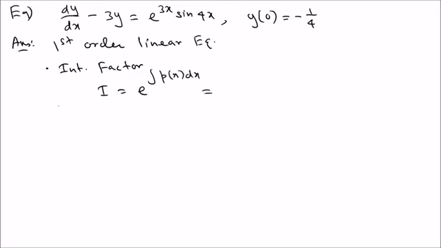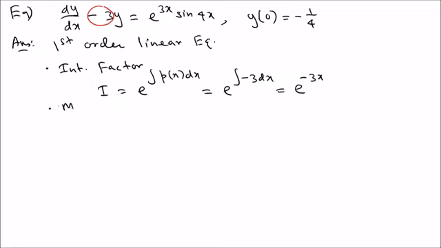So let's plug in here e to the, what is P(x)? You can see P(x) with the sign is negative 3. That's the P. So it is the integral of negative 3 dx. Negative 3 you can pull out. So that means it's going to be e to the negative 3x. We are not going to add the c, because we are looking for one solution, not all the solutions.